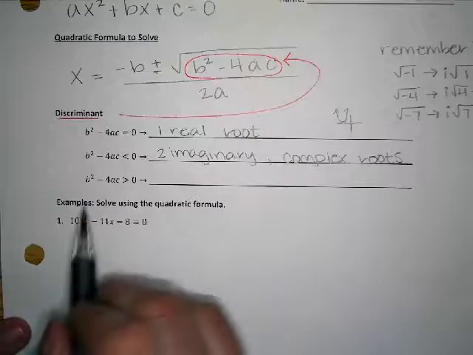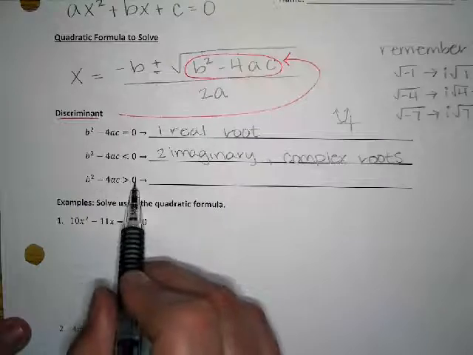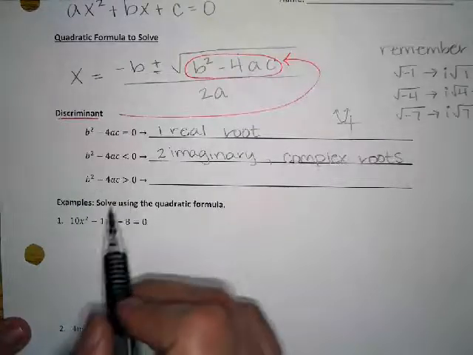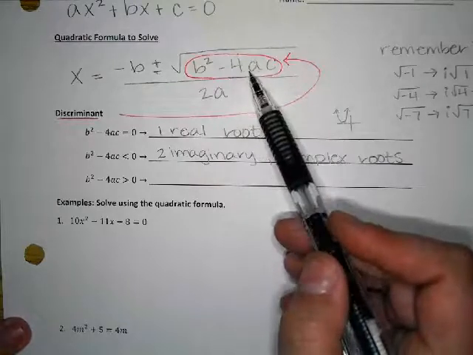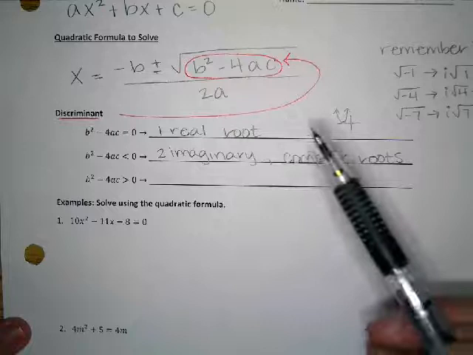All right, next we have what happens if the discriminant is bigger than 0? What happens if you're taking the square root of a positive number? Well, if you take the square root of a positive number, then you get an answer, and the answer you get is a real answer.